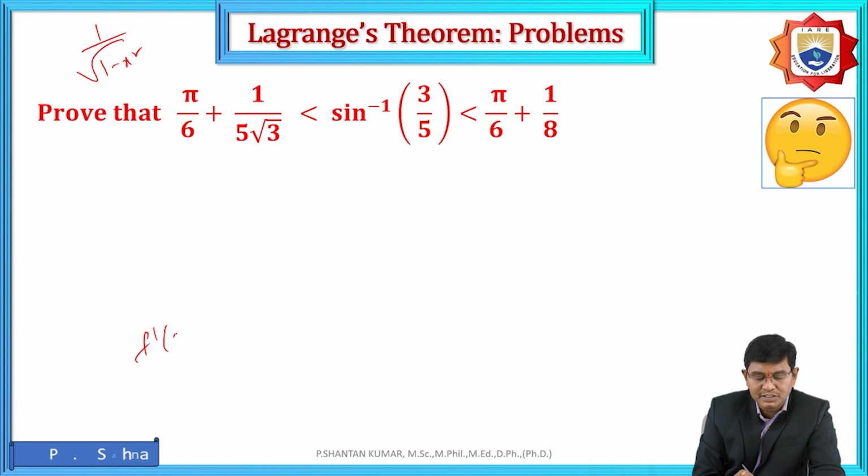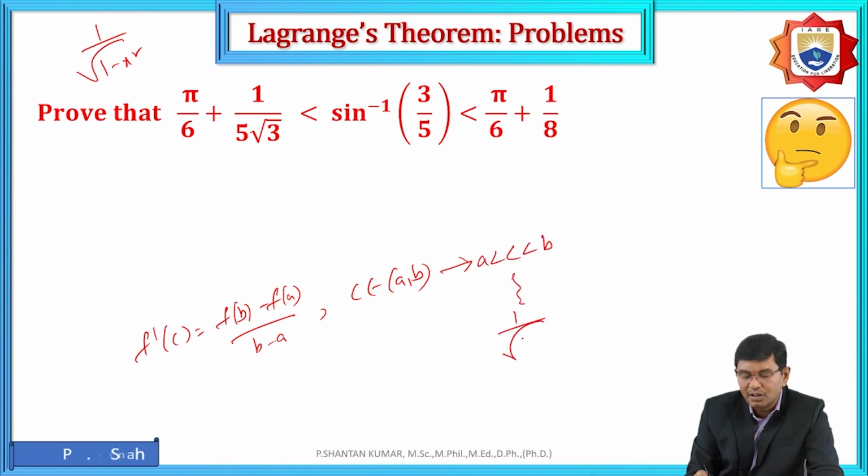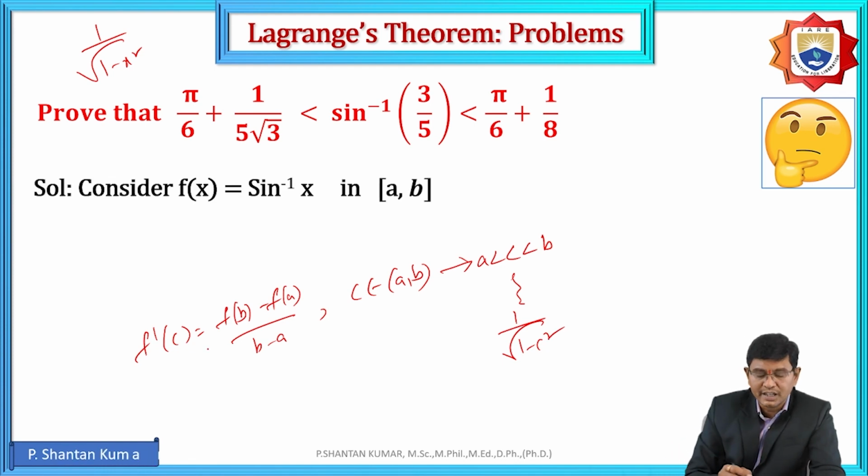mean value theorem. It is f dash of c equal to f of b minus f of a by b minus a. These two conditions we require, and again then there exists c belongs to (a, b). Further we need to find the modification, that is, a is less than c is less than b. And from here we need to reduce to 1 by root of 1 minus c square. For that, modifications are again required.